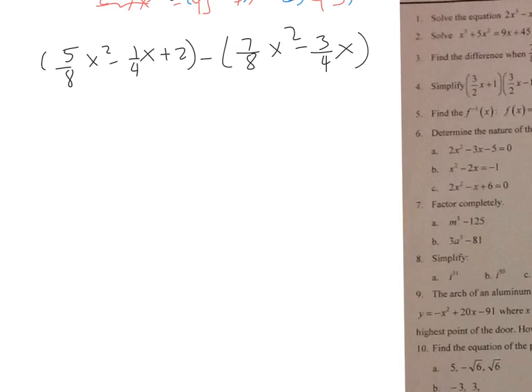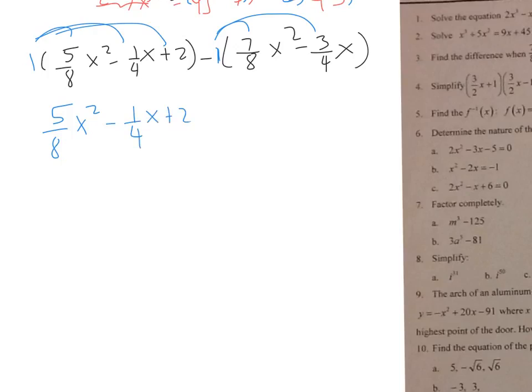All right, so I am subtracting. Remember, there is a negative 1 here, so you want to distribute the negative 1. There's actually a 1 on the first parentheses, so we'll distribute the 1. For the first parentheses, we get the same thing: 5/8 x squared minus 1/4 x plus 2. Now distribute the negative 1, we get negative 7/8 x squared plus 3/4 x.